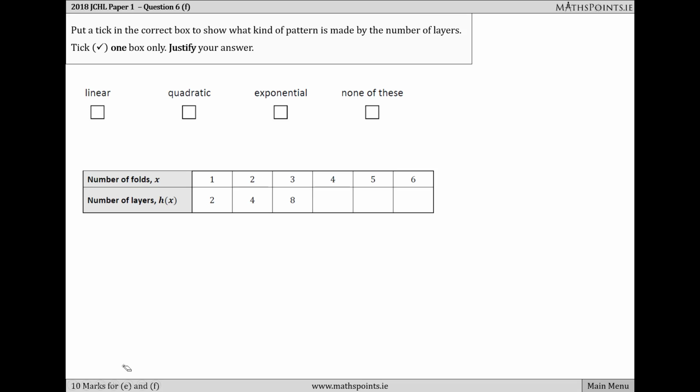So part F of the question is quite easy, as we've already made reference to the fact that this was an exponential function or an exponential pattern a number of times. We can see that the number of layers is doubling each time, and so it has a common ratio or a multiple each time of 2. So we go 2, 4, 8, 16, 32, 64, and so on, and it will continue to double, which is an exponential pattern.